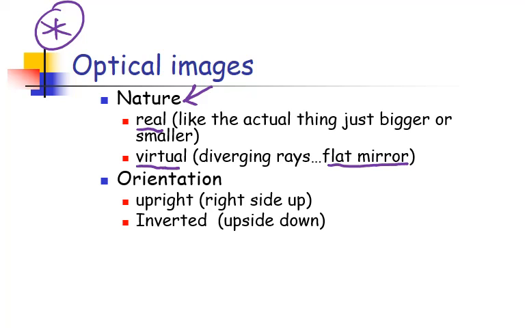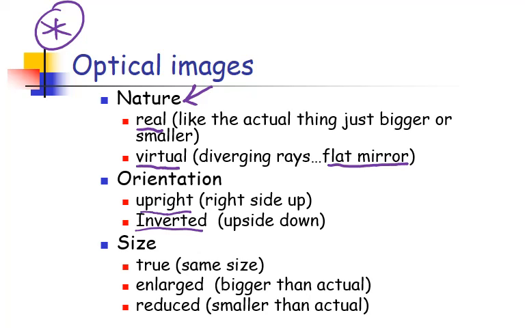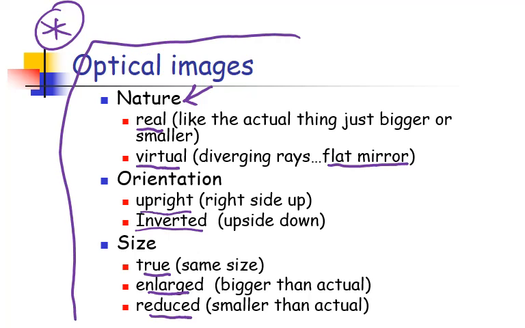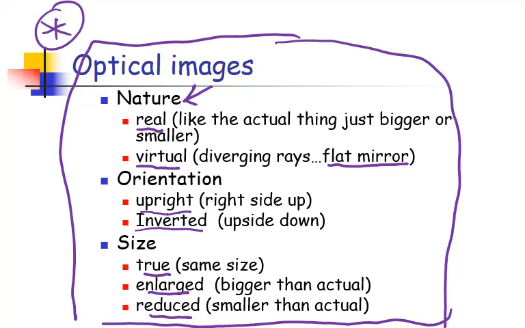Orientation is either upright or inverted. So if an object is upright, it's right side up, inverted upside down. And so mirrors and lenses can do that. It can flip things upside down or leave things right side up. And then the size, it can be the same size if it's true, enlarged being bigger, and then reduced being smaller. And so we're going to describe our images based on these, and you want to put this probably in a box in your notes. We're going to keep coming back to this again and again as we describe our images.